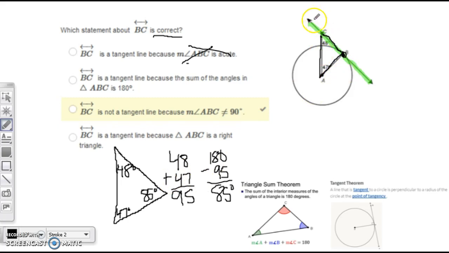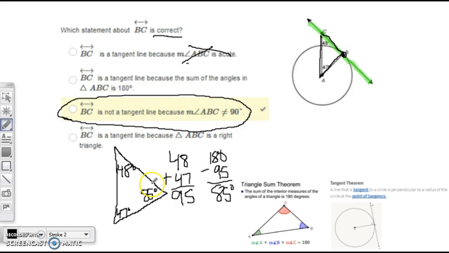Sorry I started that problem off totally wrong, but I hope that you're sticking with me through the correct explanation. It is not tangent because this angle here is not 90 degrees. And when I say here, I'm actually looking at this angle right there. That would have to be a 90-degree angle in order for this line to be tangent, and it is not because of the triangle sum theorem.